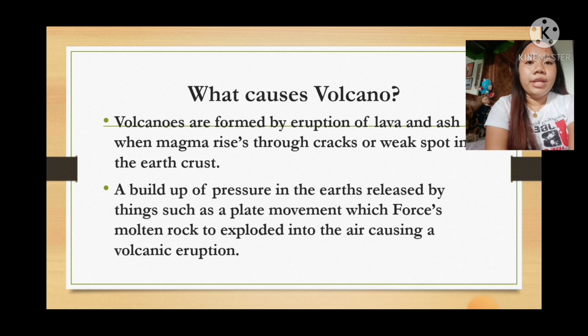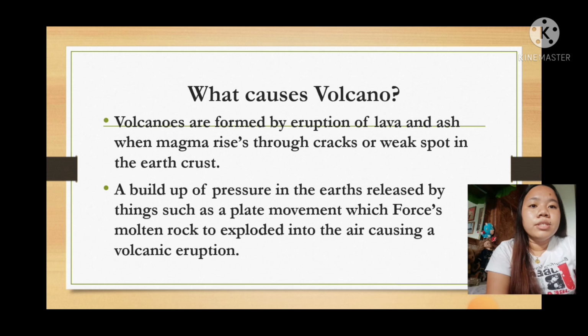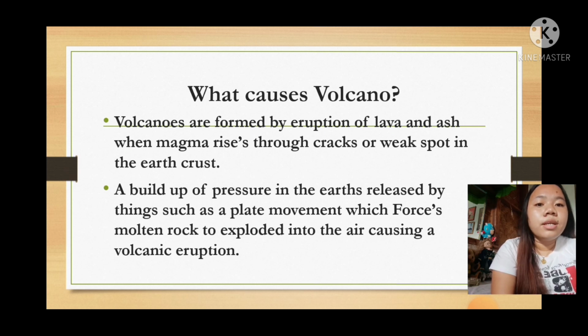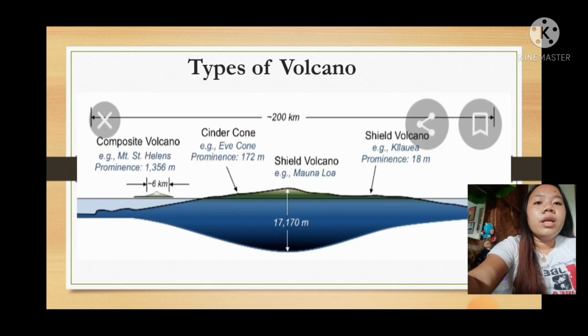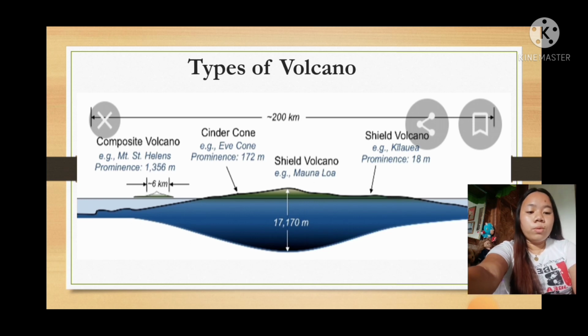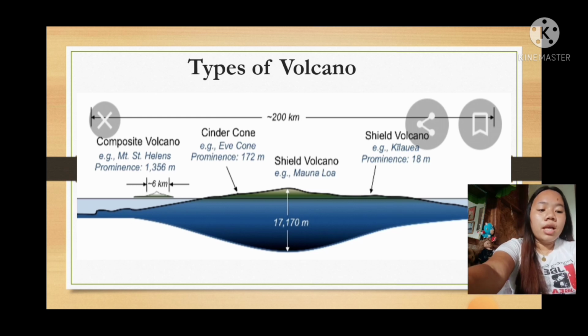What causes a volcano? Volcanoes are formed by eruption of lava and ash when magma rises through cracks or weak spots in the earth's crust. A buildup of pressure in the earth is released by things such as plate movement, which forces molten rock to explode in the air, causing a volcanic eruption. Types of volcano: we have cinder cone, composite volcano, and shield volcano. Cinder cone volcanoes are also known as spatter cones, composite volcanoes are also known as stratovolcanoes, and then shield volcanoes.